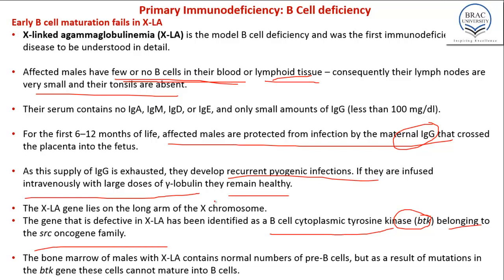The bone marrow of males with XLA contains a normal number of pre-B cells, but as a result of mutation in the BTK genes, these cells cannot mature into B cells. That's why the B cell deficiency occurred, and due to this B cell deficiency, XLA disease then developed.